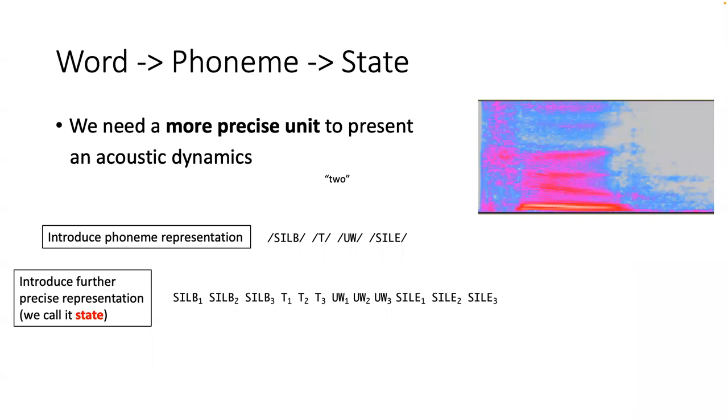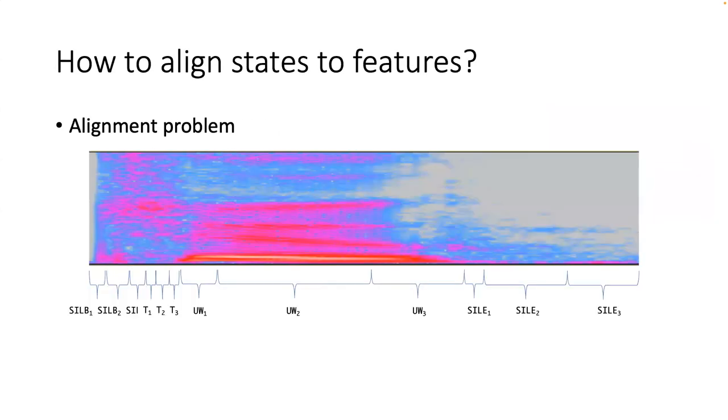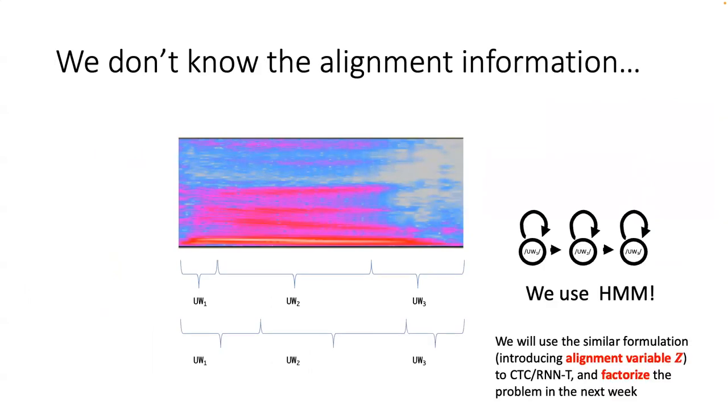And the way of modeling this state is called the hidden Markov model. That is represented in the famous picture. And this hidden Markov model representation will be discussed next week.